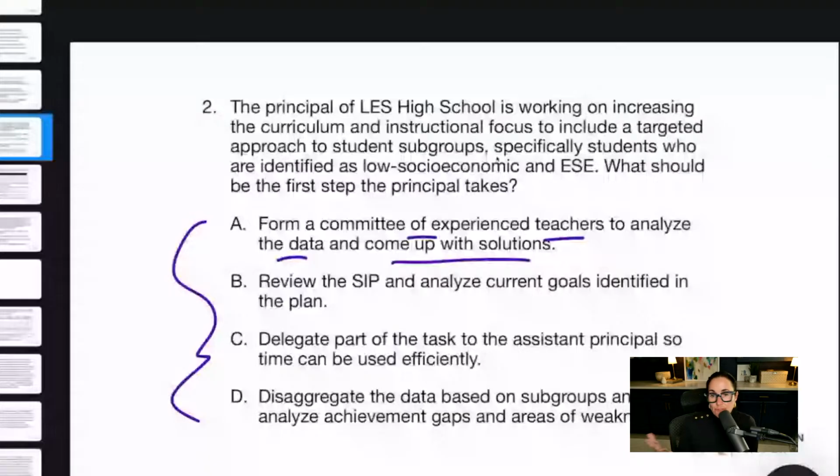Okay, I like it. Forming a committee, right? Instead of making the decision on my own, we want to form committees.